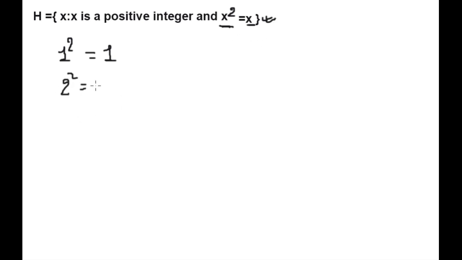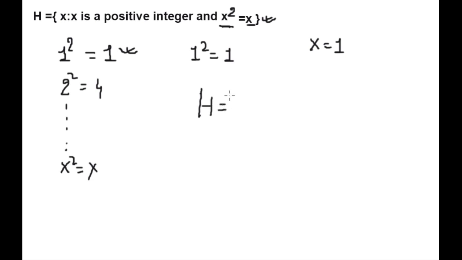Square of 2 is equal to 4. Is there any other number whose square is equal to the same number? No. Only 1 is the number whose square is equal to itself. So our x is equal to 1 and we can write this in roster form. H is a set of 1. Let's go to next question.